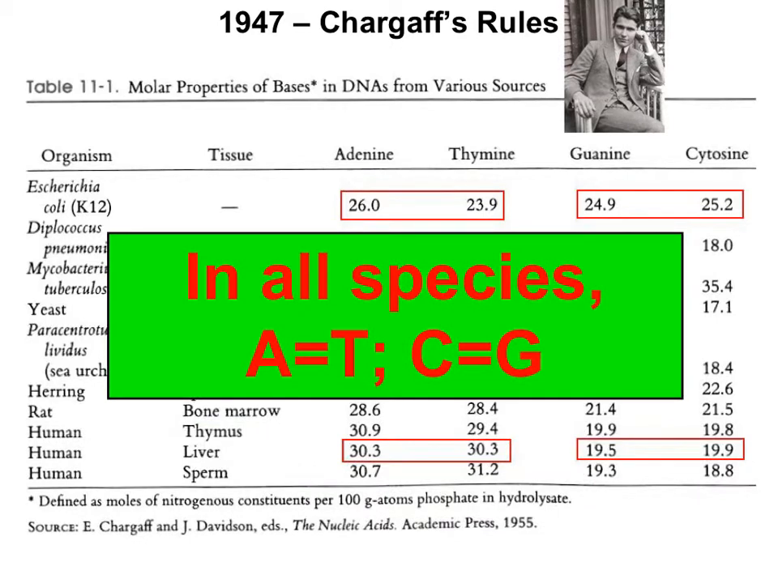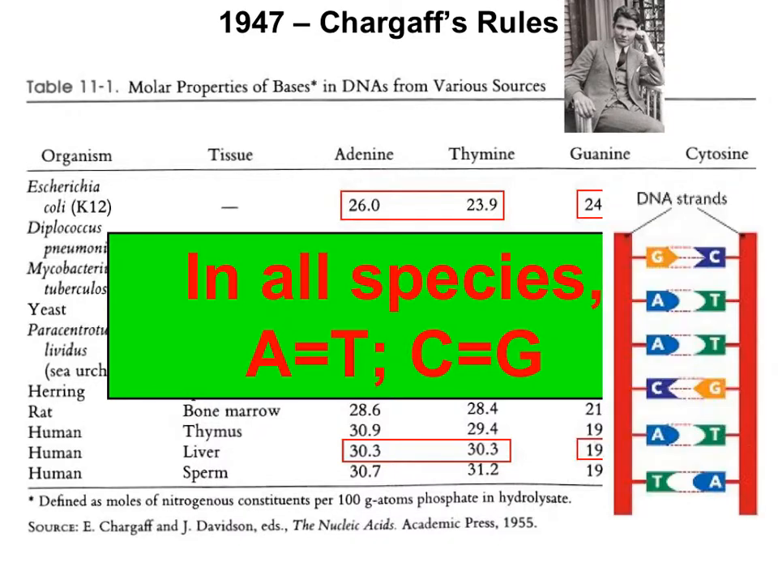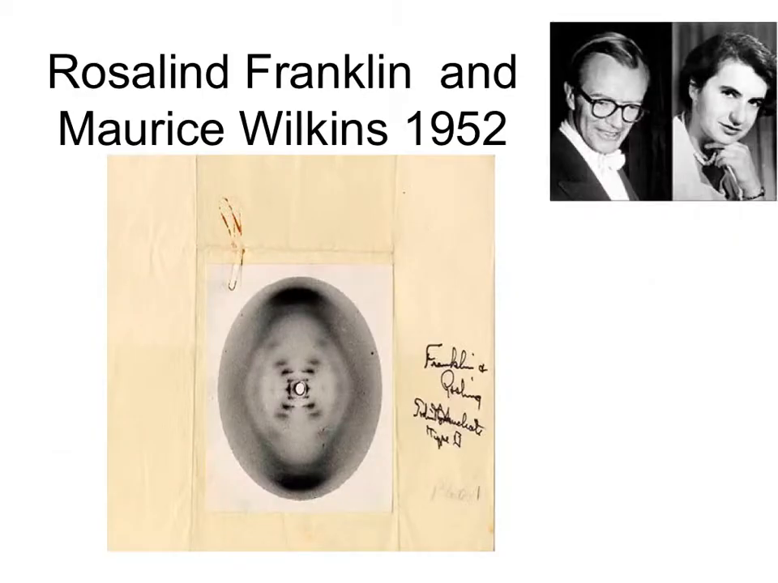The pattern that really helped explain DNA structure, though, was that in all species, the percentage of A always equaled the percentage of T, and the percentage of C always equaled the percentage of G. This pattern helped Watson and Crick solve a critical component of the DNA structure. Chargaff's data helped Watson and Crick figure out that DNA is a double-stranded molecule where A matches up with T and C matches up with G.